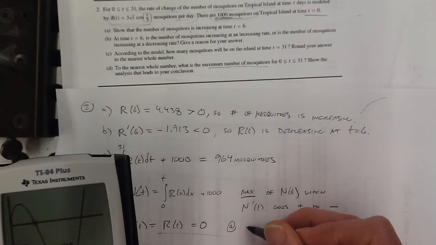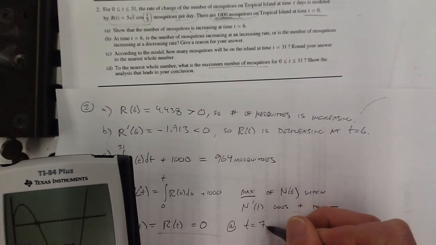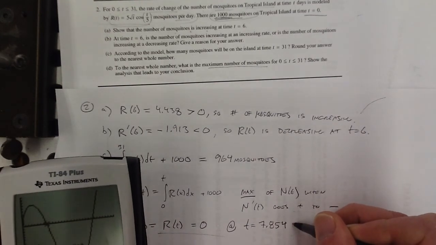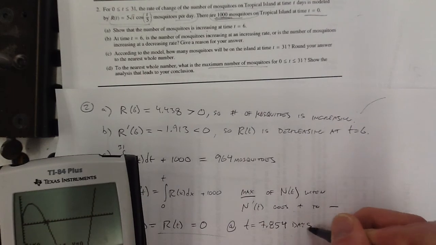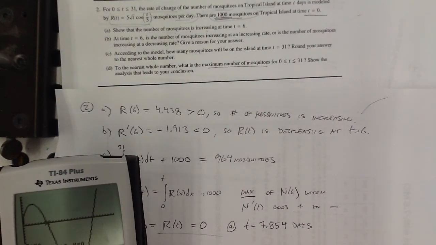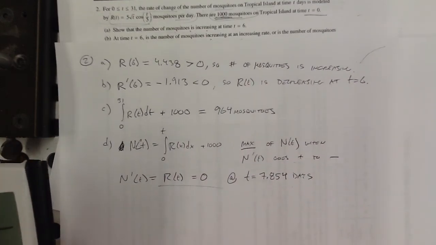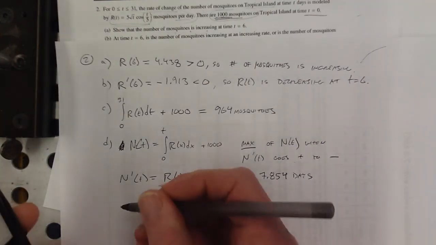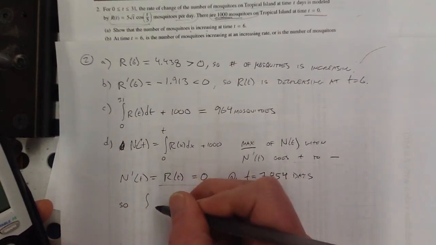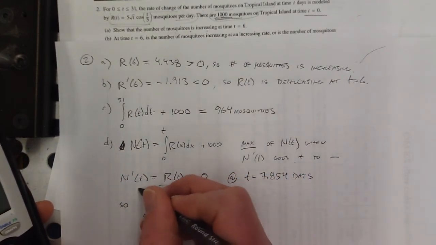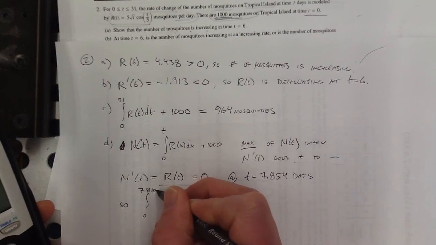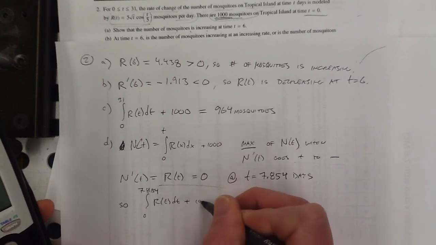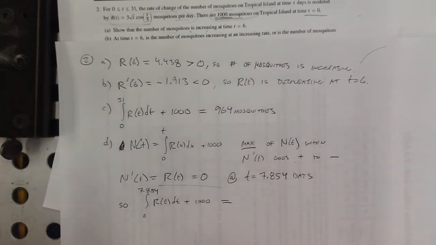At time 7.854. This is days, right? Yeah. That is when it happens. So what is the actual maximum number of mosquitoes? It's this.